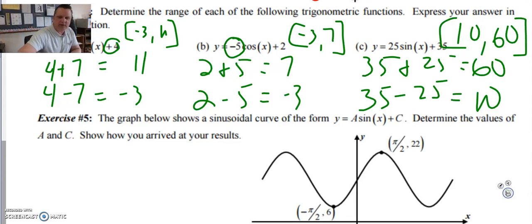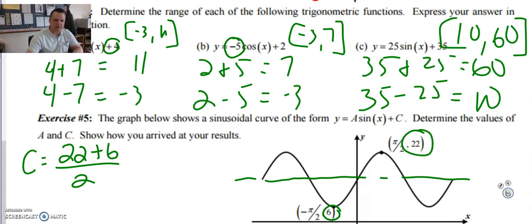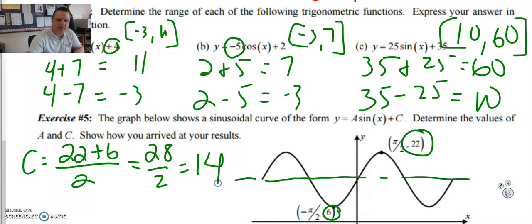We're going to be under 10 minutes, hopefully. Determine the values of A and C to show how you arrived at your answer. So my finding is that C is easier to find. Because if I have my highest value is 22, my lowest value is 6, my midline has to be right in the middle. So that means that I'm going to do 22 plus 6 divided by 2, because it has to be right in the middle. So I have 28 over 2, which is 14. So that means my C is 14. So this should be 14 right here.